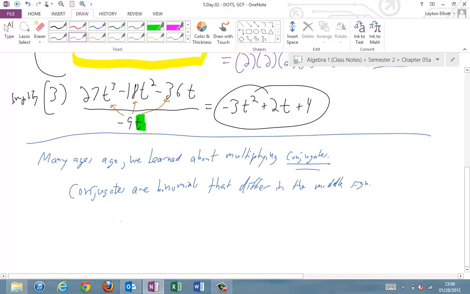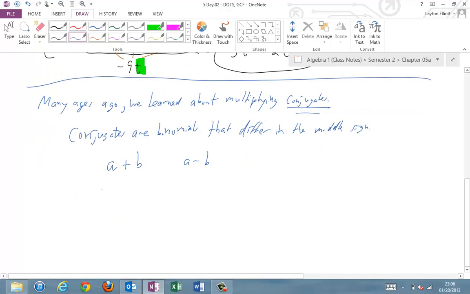For instance, in a general form, the conjugate of a plus b is a minus b. The conjugate of 7x plus 4 is 7x minus 4. The conjugate of 1/2 x squared y minus z is 1/2 x squared y plus z. Hopefully you get the idea that all of those are conjugates.